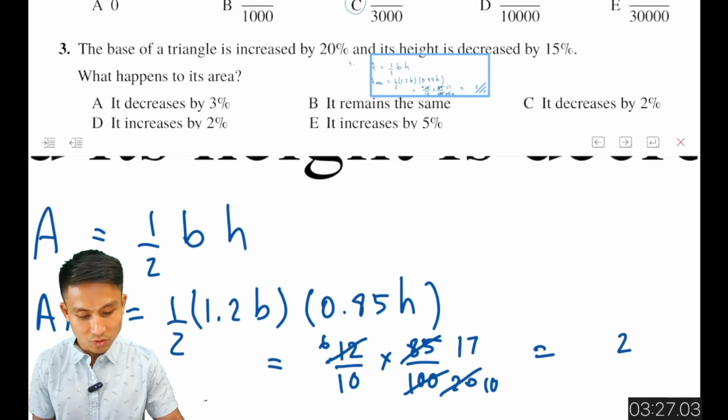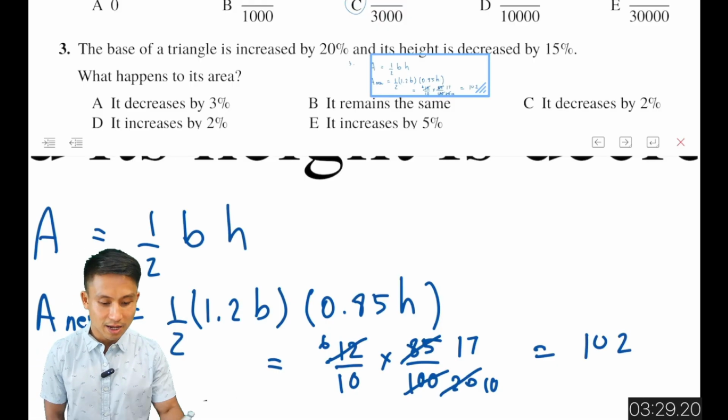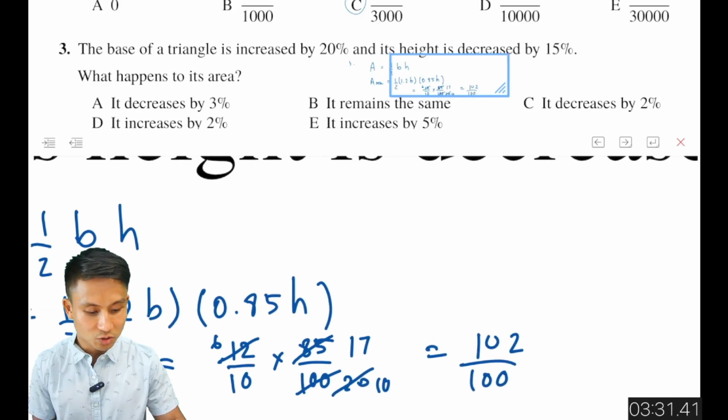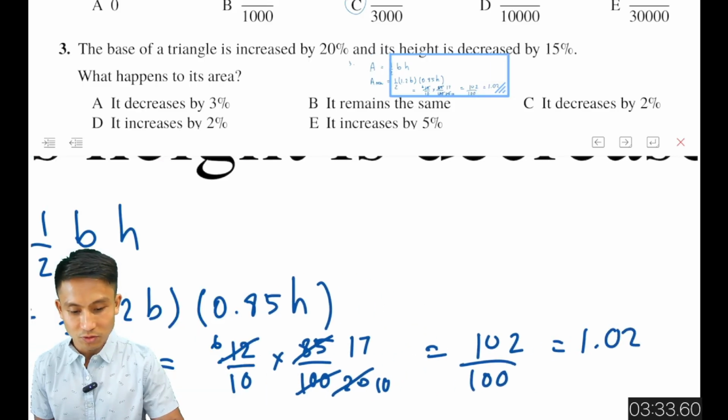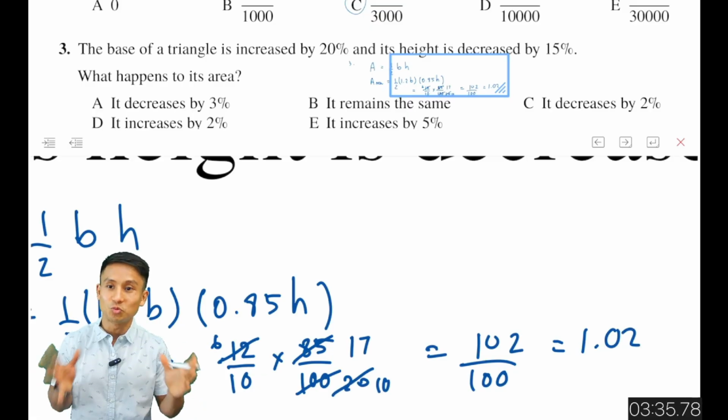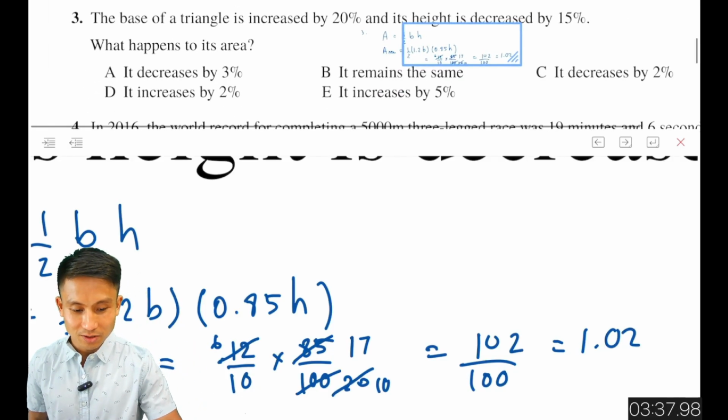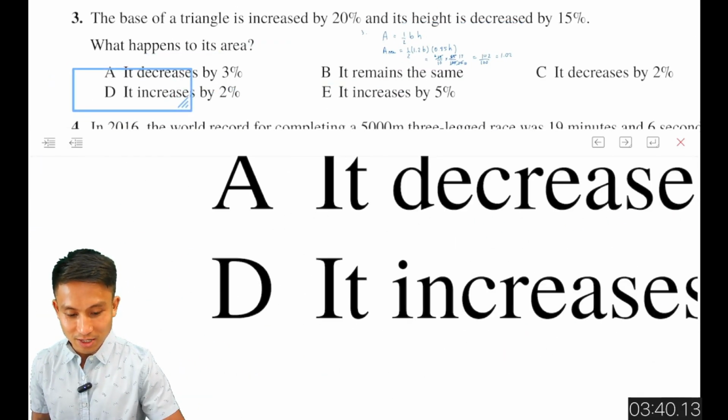This is 42, and then 102. Yeah, 102 divided by 100. So the factor is 1.02. So that's like an increase of 2%. Yeah? So that's going to be choice D here.